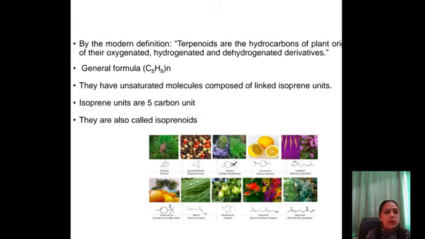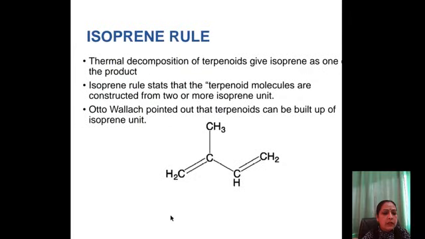By the modern definition, terpenoids are hydrocarbons of plant origin and their oxygenated and hydrogenated derivatives. Oxygenated means these terpenoids contain oxygen, and hydrogenated means they are hydrocarbon compounds. The general formula of terpenoids is C5H8, and they are unsaturated molecules composed of linked isoprene units. Isoprene units are of 5 carbon units and they are also called isoterpenoids. Now, from where do we get the iso rules? So we will discuss the isoprene rule.